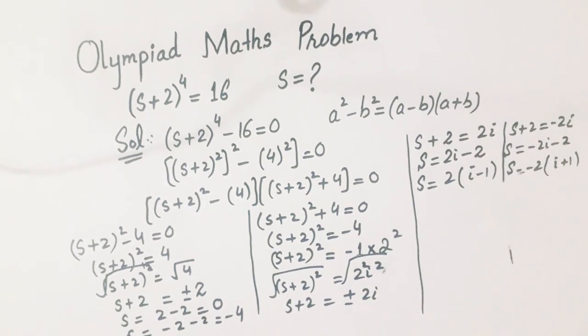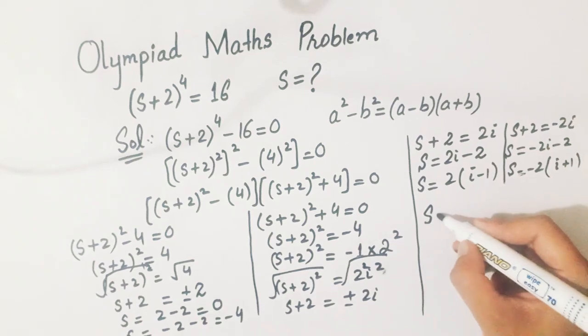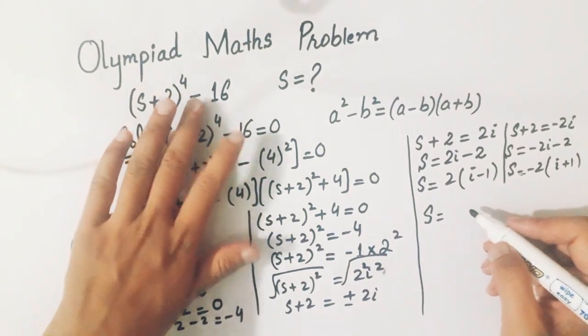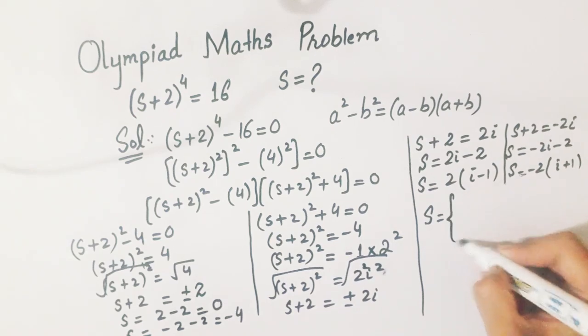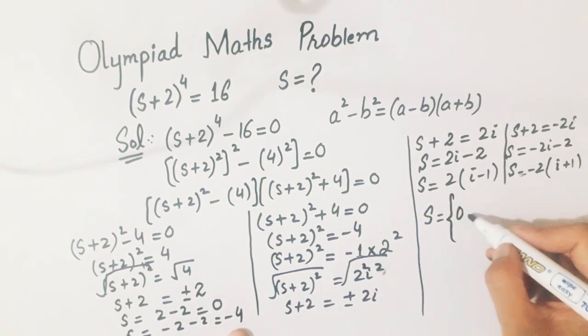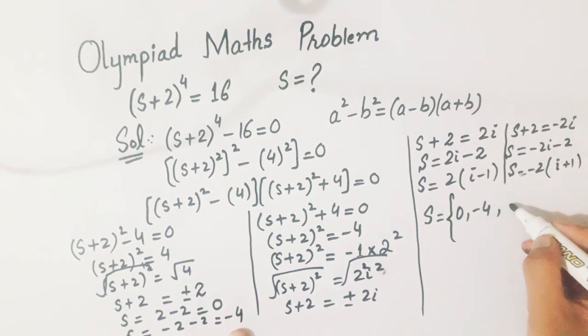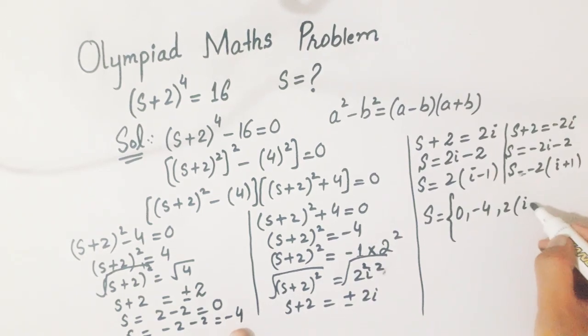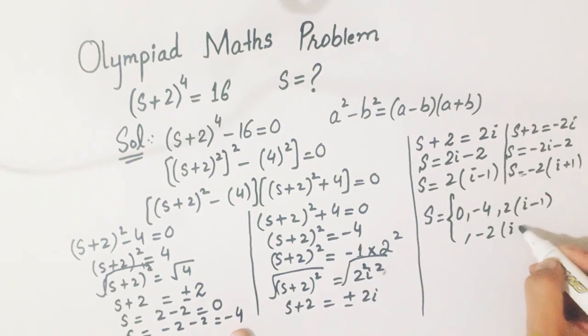Now we will write the solution of all of these. What will be the possibilities we have? S equals, because its power is 4, that means we get 4 roots. So s is 0 and minus 4. These two are the real roots, and the other ones are 2 into (iota minus 1) and the next one is minus 2 into (iota plus 1). So these are the answers.